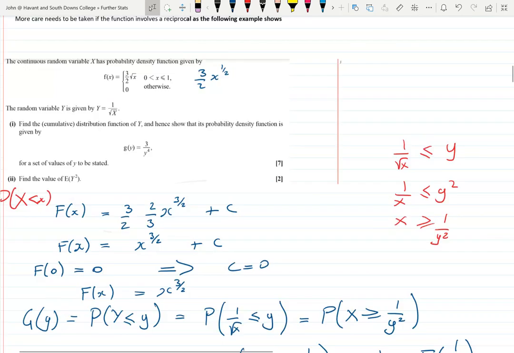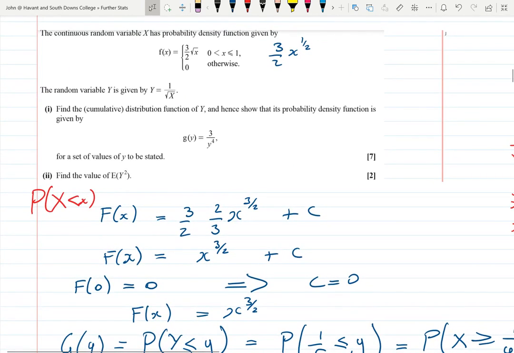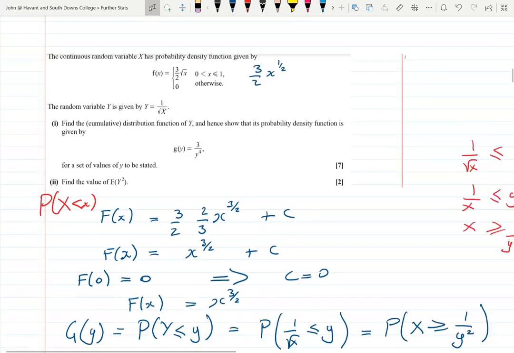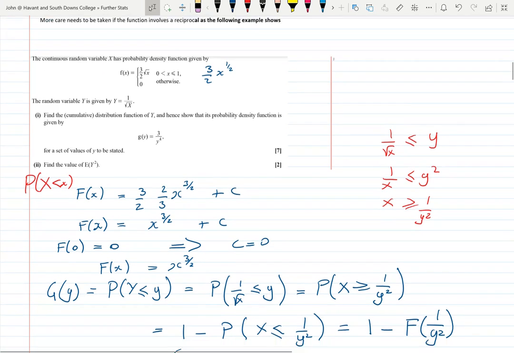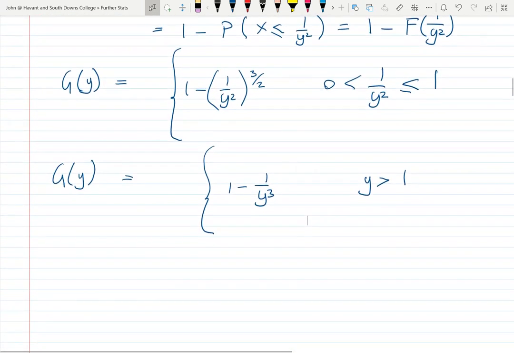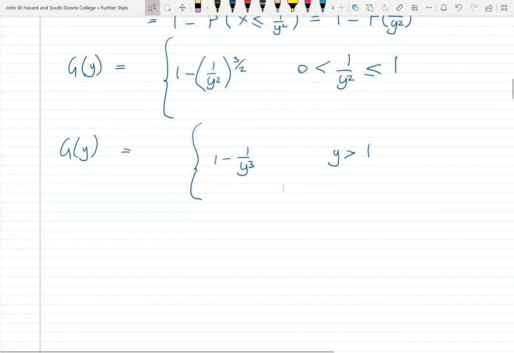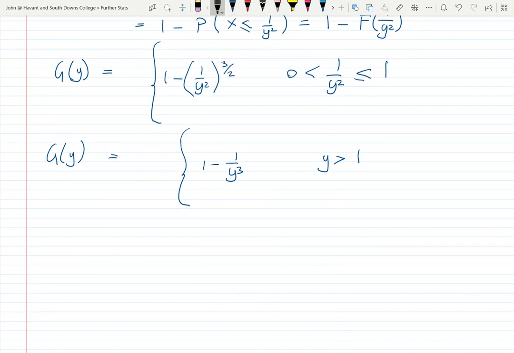Apologies, I just forgot to finish the question, which we were actually asked for the PDF, which means differentiating. And then there's a short part about the expectation of y squared, which I might as well do as well. So to find the PDF, we just need to differentiate, which is easy enough.